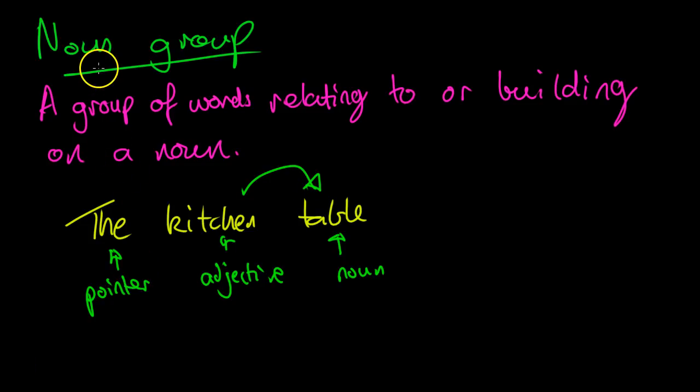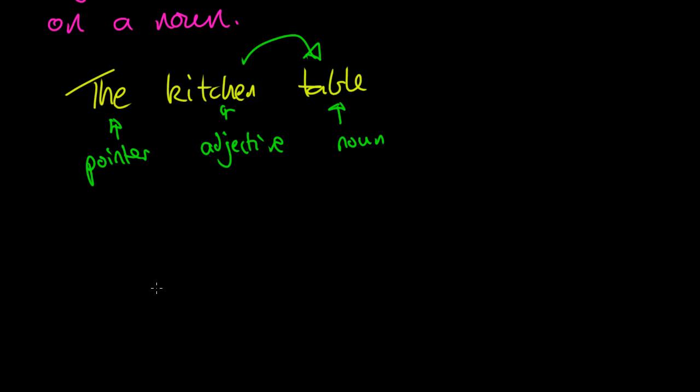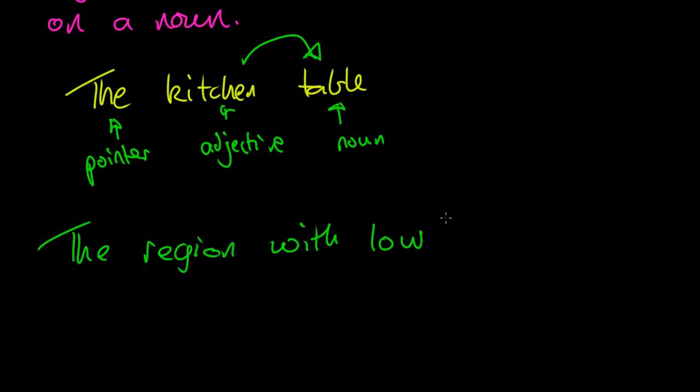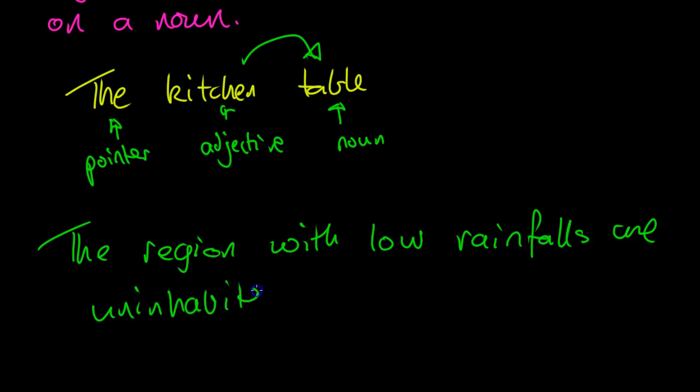Sometimes a noun group describes another noun. If it's describing another noun, we call it an adjectival phrase. And I'll give you an example. The regions with low rainfalls are uninhabited. So the regions with low rainfalls are uninhabited.